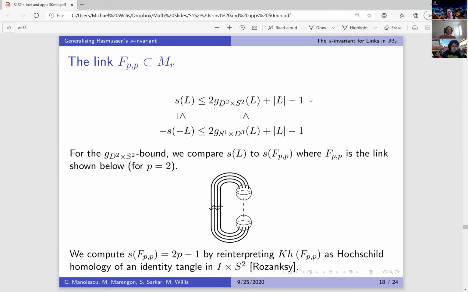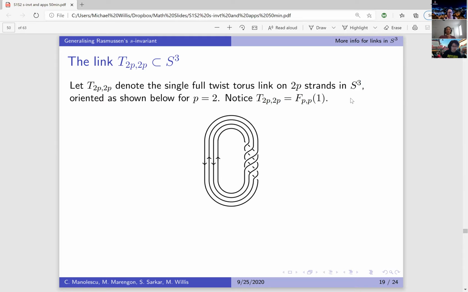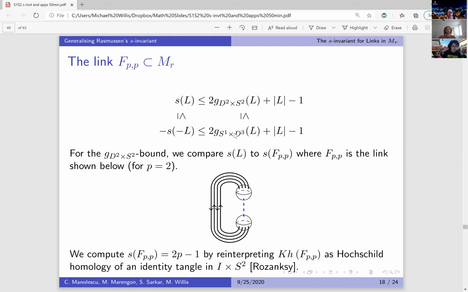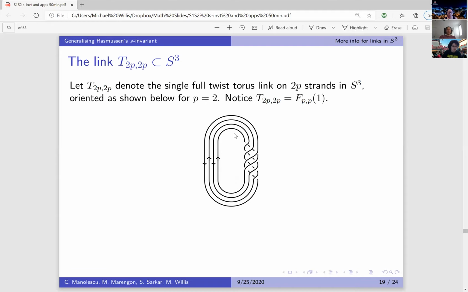But this computation was all stuff about links in S1 cross S2s. I want to step backward for a moment and go back to links in S3 and say, here's a very specific link in S3, the single full twist. So like the one full twist torus link, oriented with P strands going up and P strands going down. This link in the three sphere is what we would call FPP one, where we put one full twist into FPP.